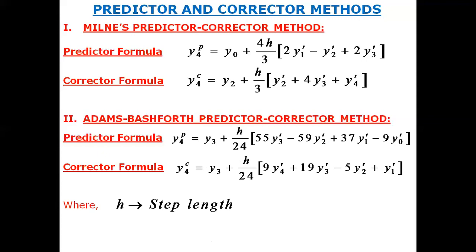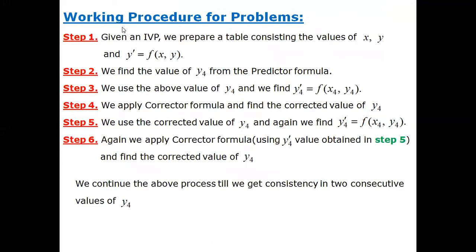Now let us discuss how to use these formulae while solving a problem. I'll name it the working procedure. This is a stepwise procedure to solve a problem using the predictor corrector method. It may be Milne's method or Adams-Bashforth method. This procedure is common and applicable for both methods. Step 1: given an IVP, initial value problem, meaning a differential equation with initial condition, we prepare a table consisting of the values of x, y and y dash.